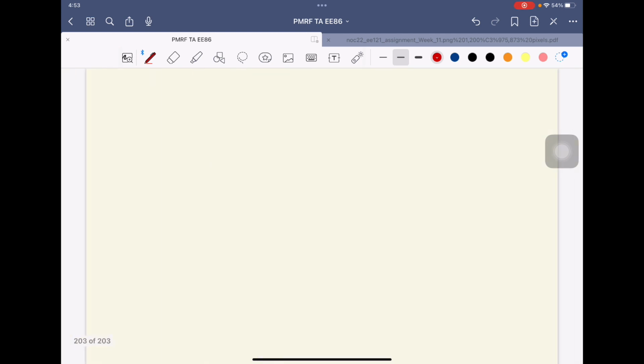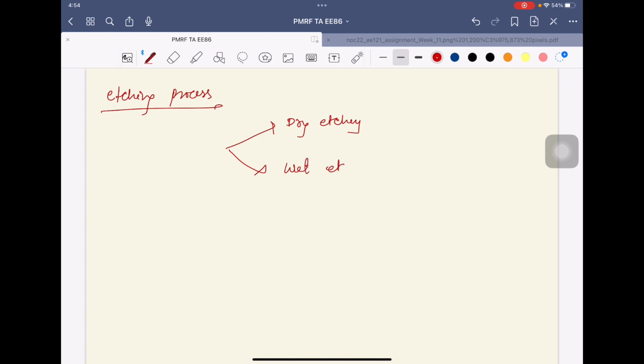And the third one is the etching processes. In the etching process there are two types: one is dry etching and another one is wet etching. In wet etching we use chemicals to etch, like if you want to etch some metal. We know that some acids can etch metals, right? So we use that.